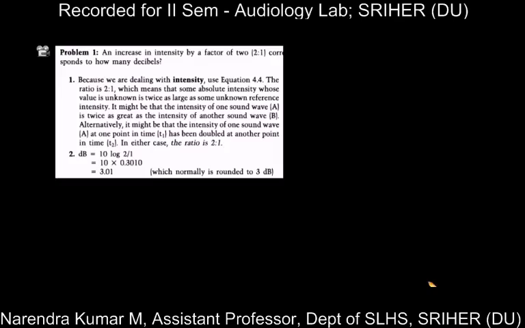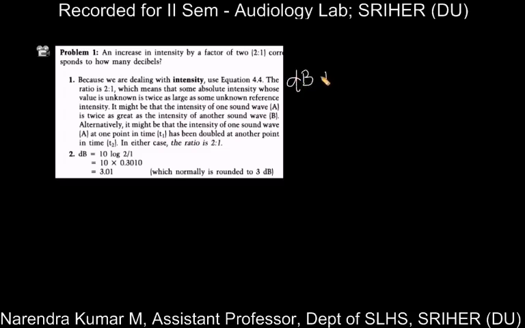In this lecture, we will be seeing about certain problems related to dBSPL and dBIL. So the first problem is there is an increase in intensity by a factor of 2, which means the intensity level is doubled. So what will happen to the decibel level? This we have already seen in the previous classes.